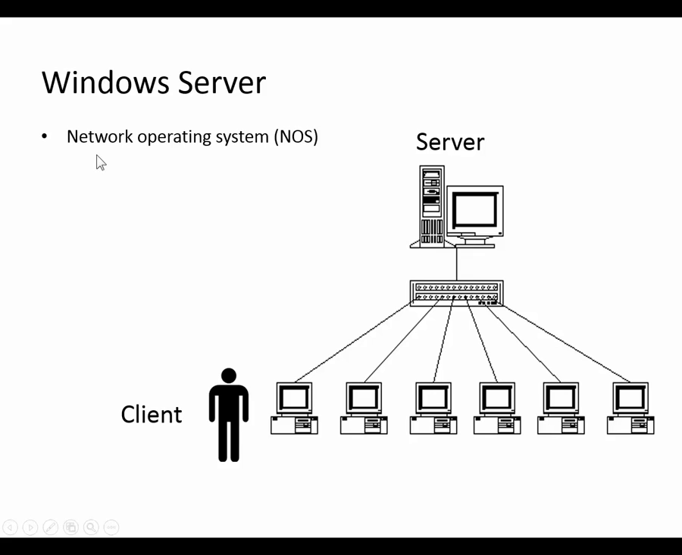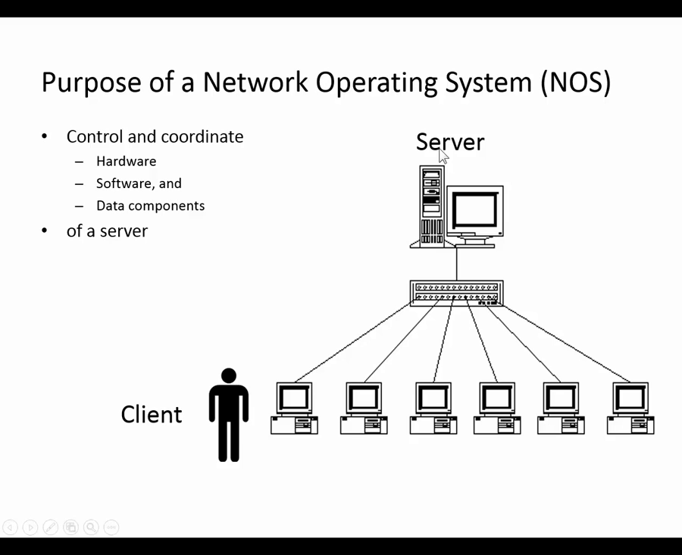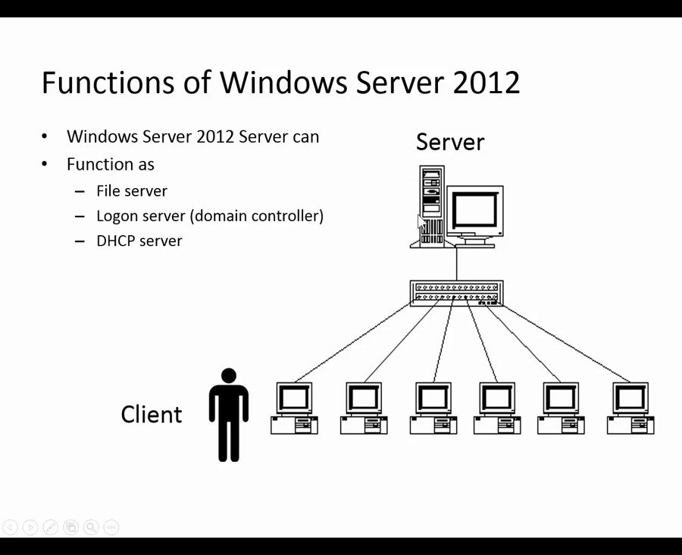Windows Server is a network operating system. And as you know, the purpose of a network operating system is to control and coordinate the hardware, software, and data components of a server. Windows Server can function as a file server or a domain controller, which is also known as a login server, or it can function as a DHCP server. It can perform a variety of roles.